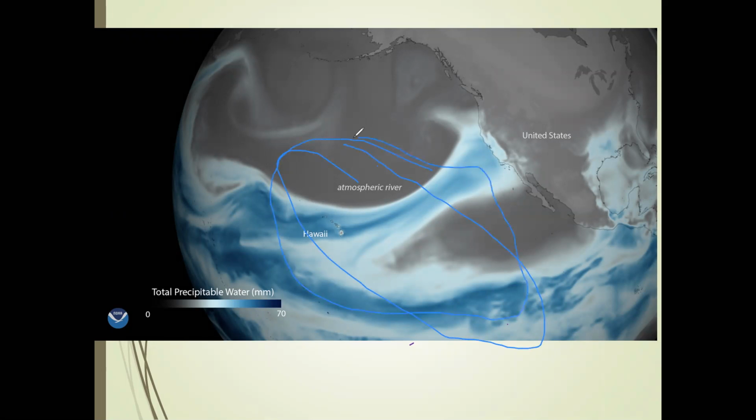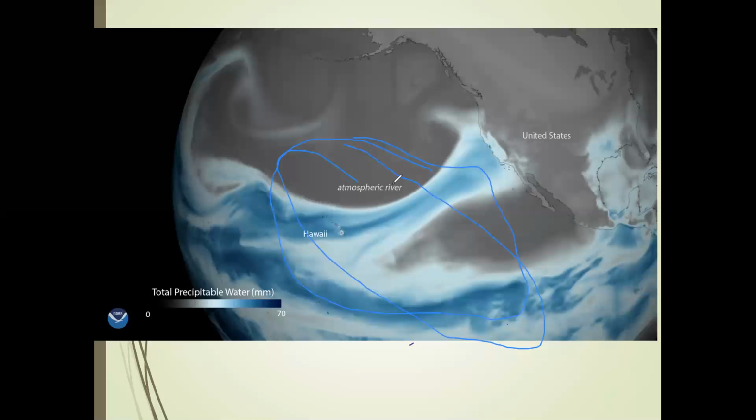There's the atmospheric river, and it's headed right to California. The bluer the color, the more water vapor that's in the system that's headed our way, so we can expect to get a lot of moisture dumped onto us.